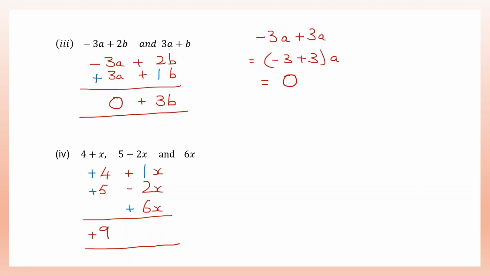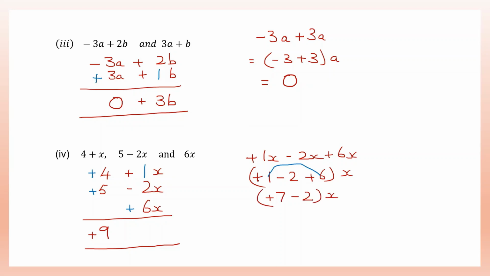Now here I have 3 terms. So let me take it out. Plus 1x minus 2x plus 6x. Let's write only the numbers. Plus 1 minus 2 plus 6x. Add the numbers which have the same sign. 1 and 6 have the same sign. So plus 1 plus 6, signs are the same. Add, 6 plus 1 is 7, minus 2x. When signs are different, put the sign of the bigger number and subtract. 7 minus 2 is 5. So it is plus 5x.